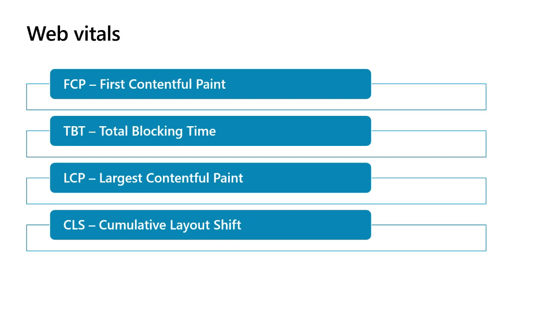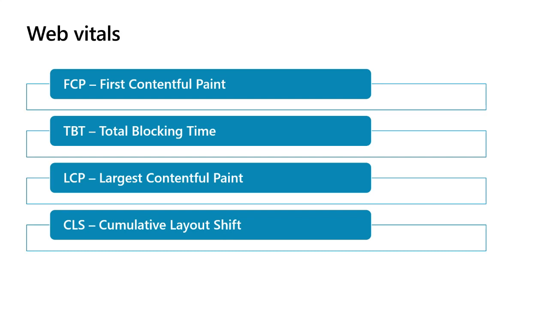The second vital that we monitor is the TBT, which is total blocking time. The metric measures the total amount of time between first contentful paint and time to interactive. So this impacts the perceived performance of the user. One way to improve TBT is looking at the unused JavaScript, similar to what we will be discussing in the optimize JavaScript bundle size topic today.